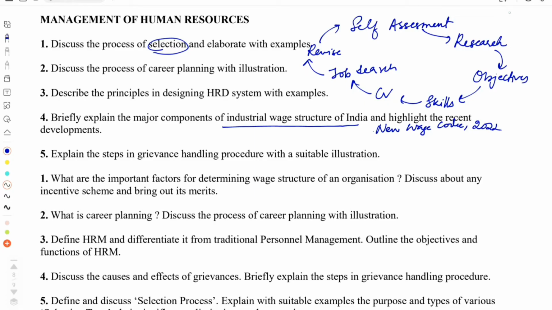So, how do we handle this grievance? First and foremost, we need to identify this grievance, define that grievance correctly, collect data, analyze and solve the grievance, and make sure you promptly redress the grievance, implement the solutions and follow up. Definitely follow up. So, that is the few steps in grievance handling procedure.